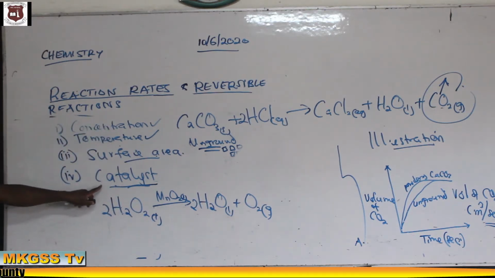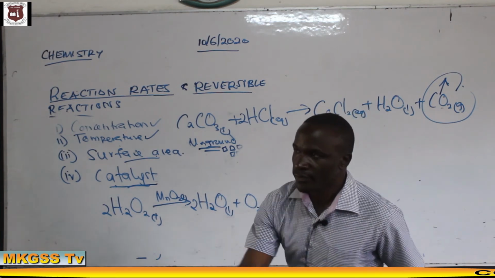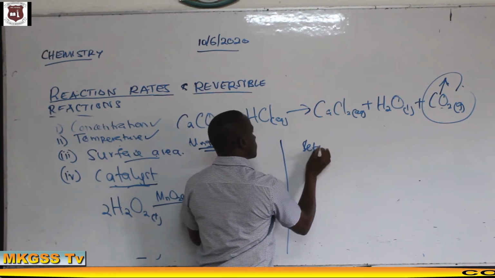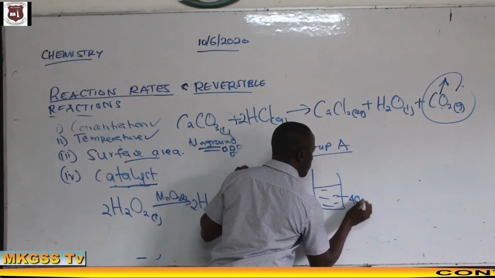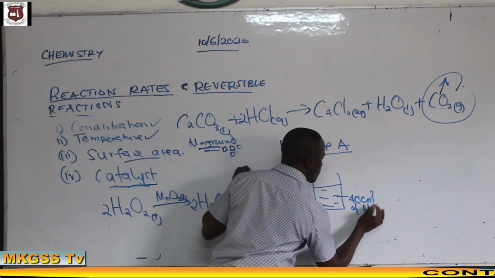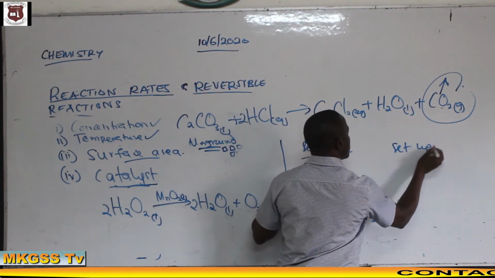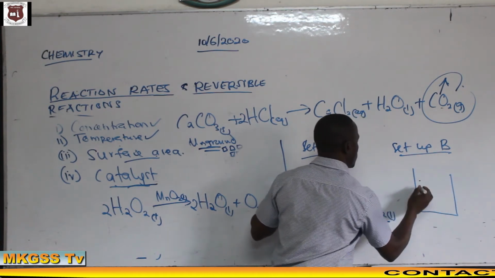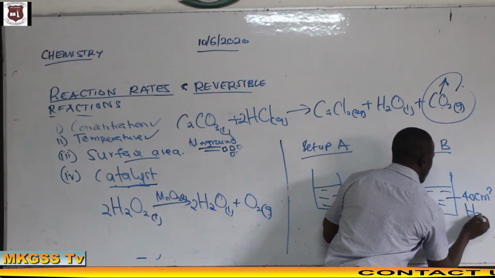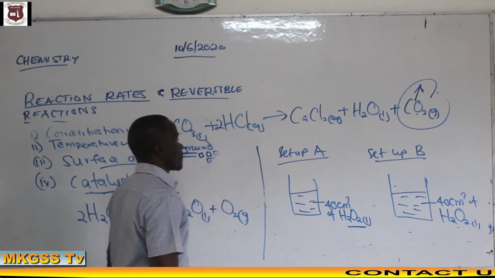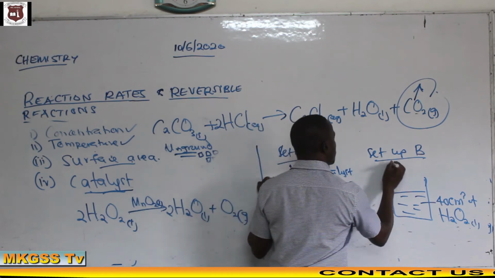When looking at a catalyst as a factor, we can consider two setups still. Setup A, where we have, let's say, 40 cubic centimeters of hydrogen peroxide. And then we have setup B, still 40 cubic centimeters of hydrogen peroxide. Now setup A is without catalyst, and then setup B with catalyst.